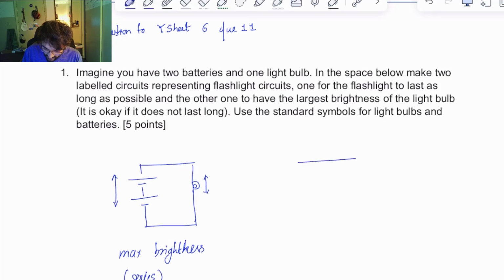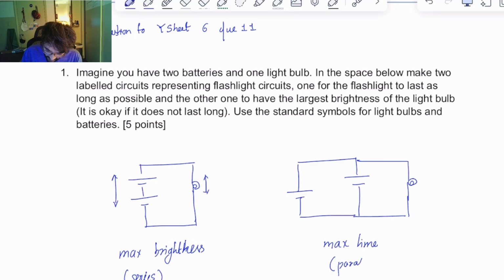And if you have those batteries connected in parallel to the light bulb like this, then that is for maximum time. And this is parallel connected, right? So the idea is if you have just one battery and let's say one battery has voltage 3.0 and this also has 3.0, across this light bulb it is also 3.0 volts.